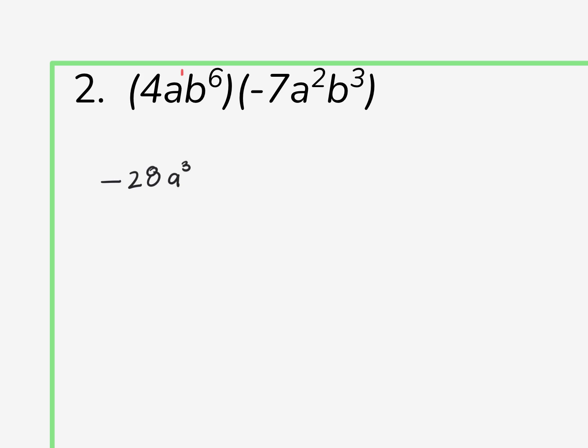Okay, there's no coefficient or exponent on b. Never mind, there sure is. There's a b to the 6th, so I'm going to erase that. So I have b to the 6th times b to the third. 6 plus 3 is 9, so that's going to give me b to the 9th. I did my a's, I did my b's, and I did my coefficients, so I'm all done with that one.